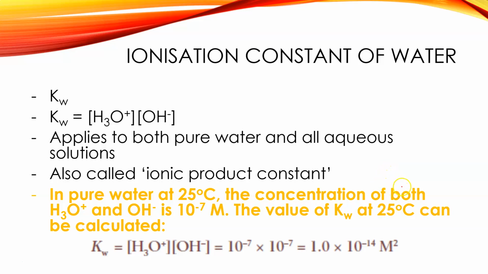Essentially, the ionic product is telling us that at 25 degrees, the concentration of both H3O+ and OH- is 10 to the negative 7 moles per decimeter cubed, and the value of Kw at 25 degrees C can be calculated using this expression. It is important that the temperature is specified because this is actually an equilibrium expression.